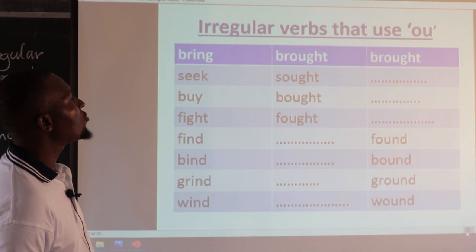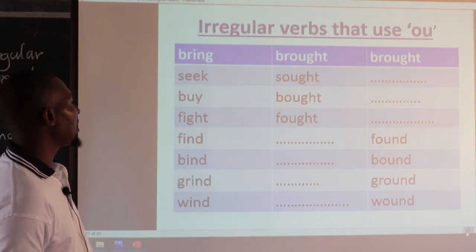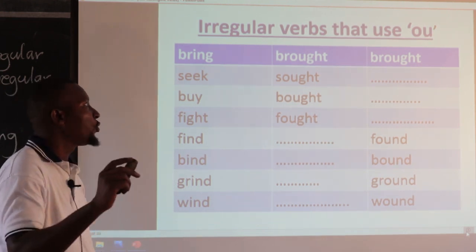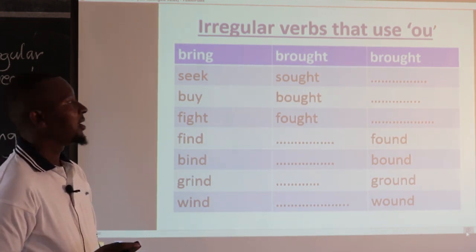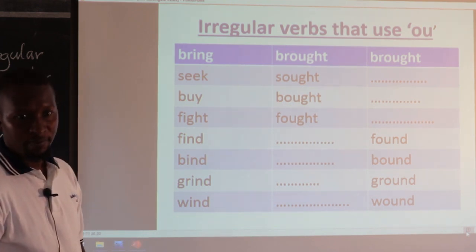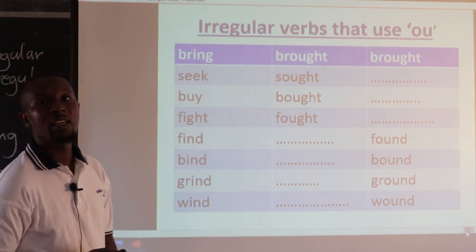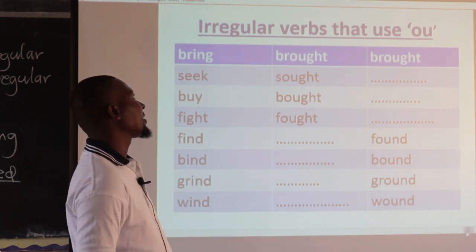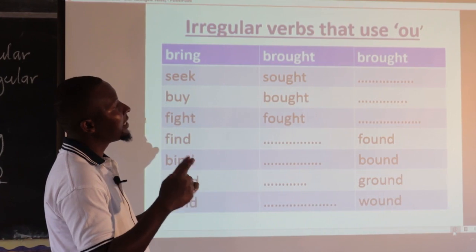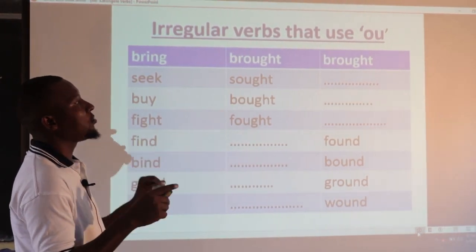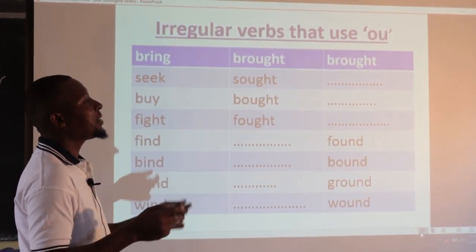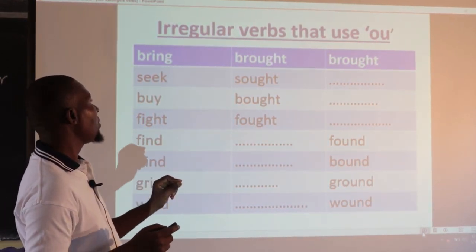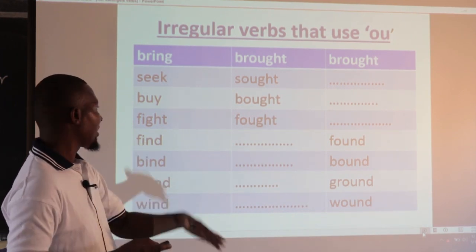Irregular verbs that use the O sound. You remember, most of these words have I, but this one now goes for OU. Like bring. Bring that book to me. You say, I brought it yesterday. So bring, we shall have brought, and then brought in the same case. They have the same sound, the O sound. Brought, brought. Seek, the past tense of seek is sought. We don't have seeked. Sought. Buy, bought, fight, fought, like that.